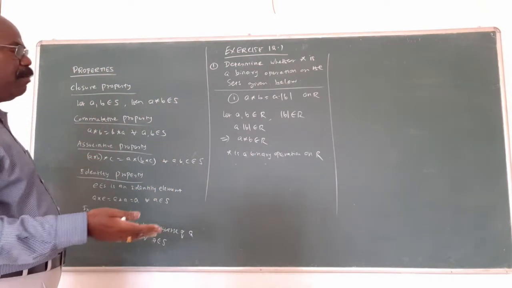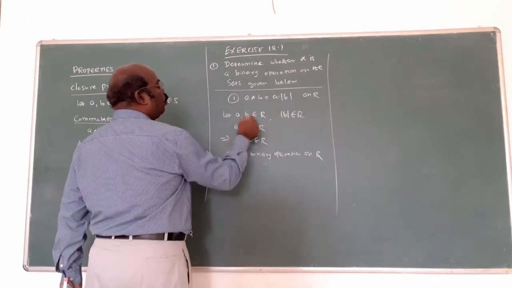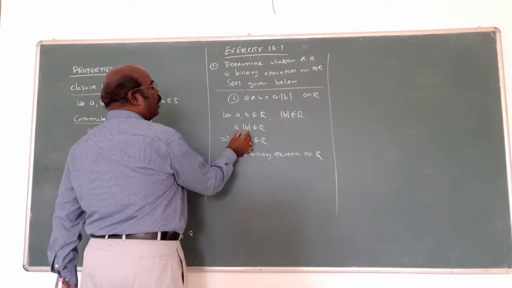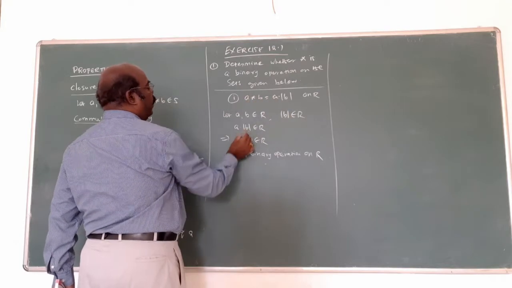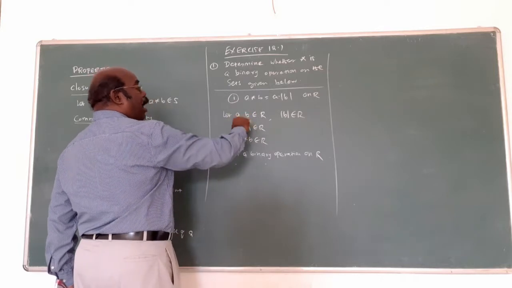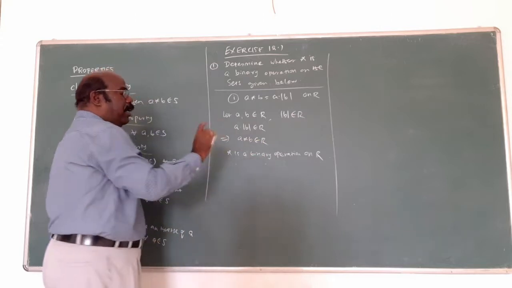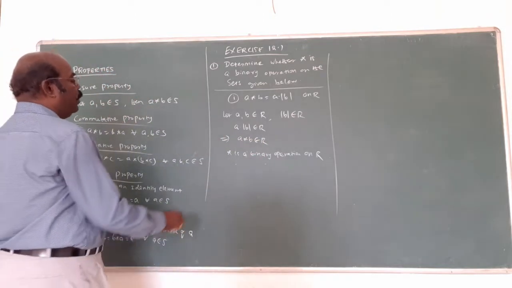Minus of B also belongs. Multiply both: A into minus of B also comes in R. Already given A or B, so A or B comes instead. I start with A, B belonging separately, and together they belong too. That's why it is a binary operation. Second question.